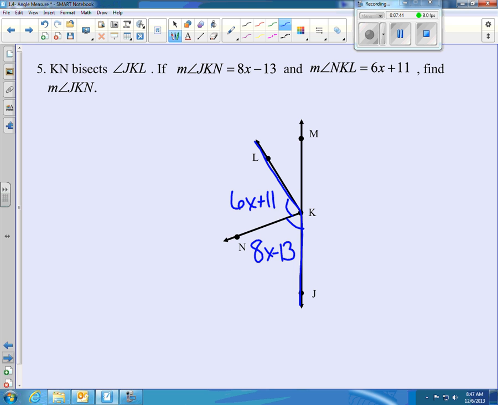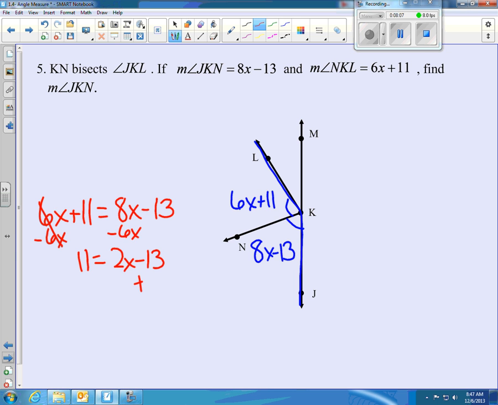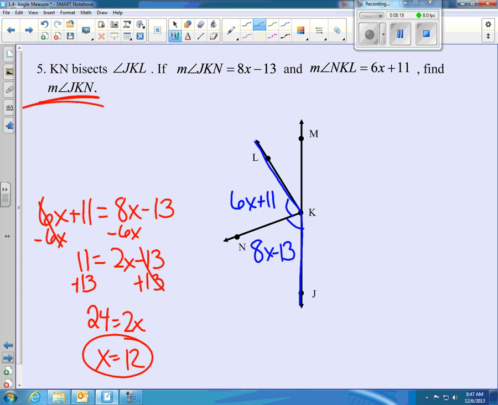So before we can find the measure of JKN, we actually need to find out what x is. Well, it's a bisector, so splits equally in half, so I can set those 2 pieces equal to each other. We're going to go ahead and solve this for x by subtracting 6x. And we get 11 equals 2x minus 13. Let's add 13 to both sides. So we get 24 equals 2x. So x equals 12.